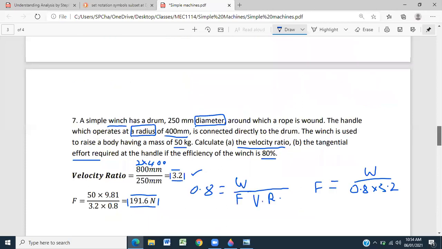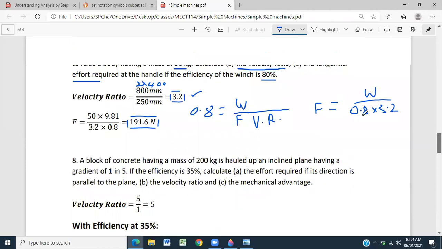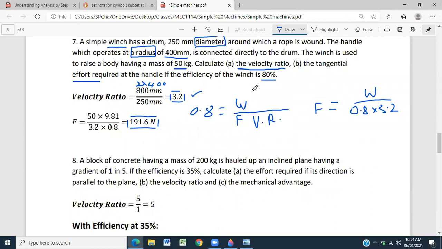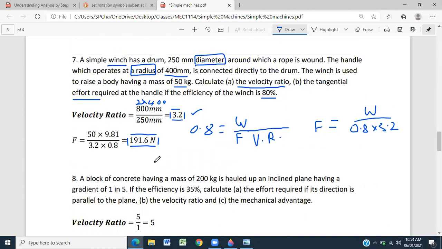So question 8. No questions on this, right? Excuse me, sir. At the last piece, we have F equals the 50 multiplied by the 9.81, right? Now you're trying to find the force, right? So the force is weight over what we have here. So we can go ahead and find the mechanical advantage first, and then use that to find the effort, and it'll be much easier. So this here is a little shortcut.